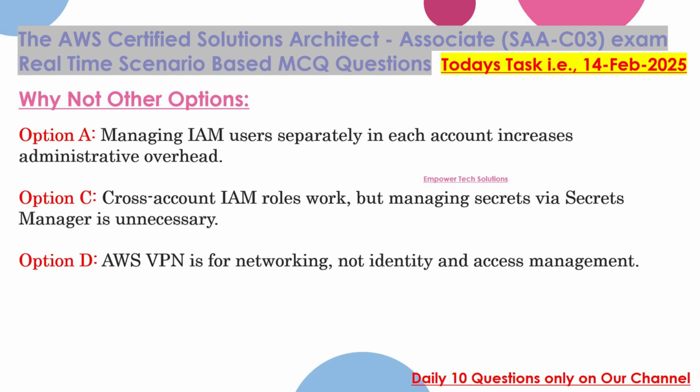Why not other options? Option A. Managing IAM users separately in each account increases administrative overhead. Option C. Cross-account IAM roles work, but managing secrets via Secrets Manager is unnecessary. Option D. AWS VPN is for networking, not identity and access management.